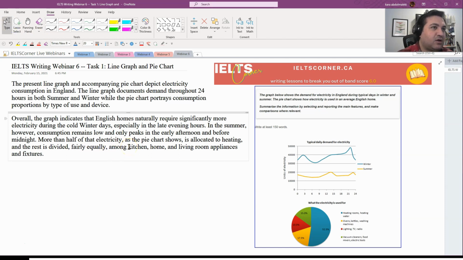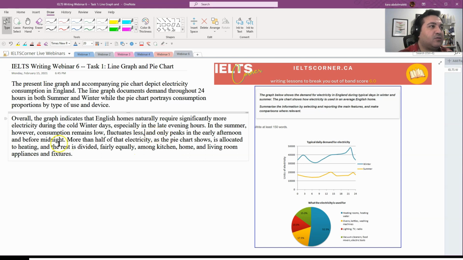Now, this is how I fixed that problem that Sanjay was talking about. Kitchen, home, and living room appliances and fixtures. So here again, I'm trying to reduce wordiness. Instead of mentioning all of these nouns, which is going to be really overwhelming and cumbersome, I am going to reduce them to categories the best that I can. Now, if you think about it a little bit more, maybe you can come up with a better way to categorize them, but that was my best attempt at giving them categories that are fairly accurate.